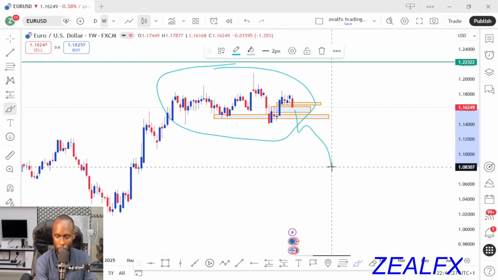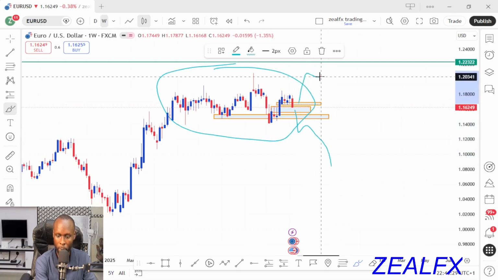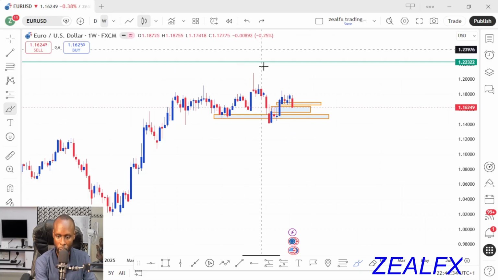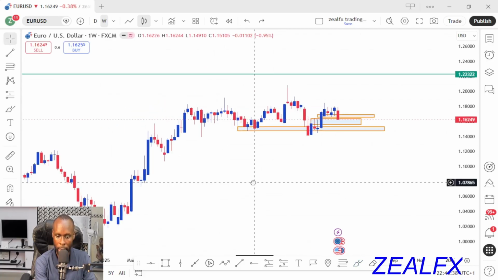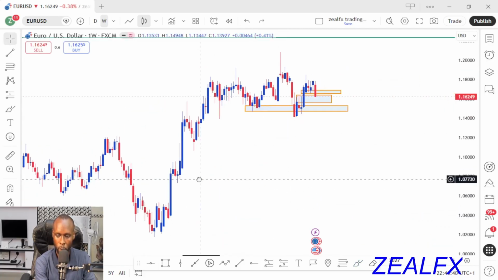Then we can start looking for major sell. Then if we see a break up, we start looking for major buy. So for now, price will still remain in the range on the Euro USD until we see the break before we start looking for any major movement on the Euro USD.